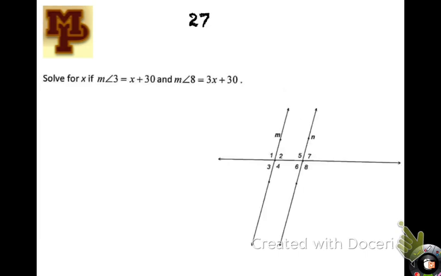Okay, this one, same thing. M is parallel to N, so I need to put that in there. And we're going to see what the relationship is between 3 and 8. So look at 3 and 8. Notice how they're on the same side of the transversal. So when they're on the same side, they are supplementary.